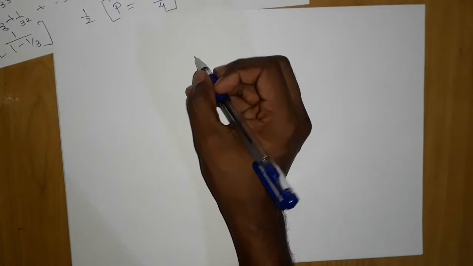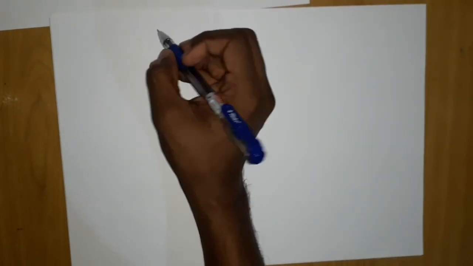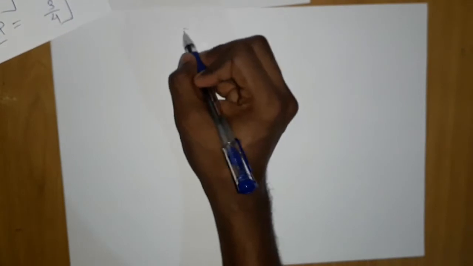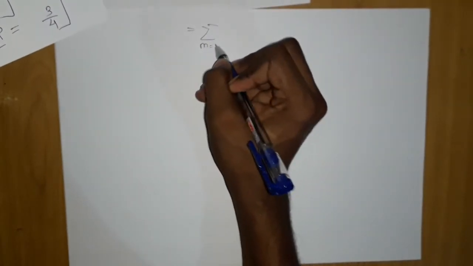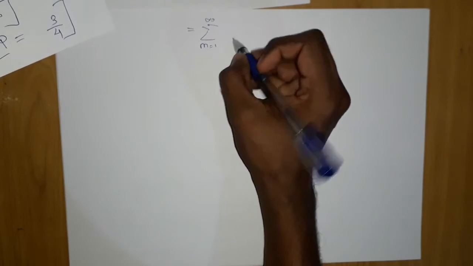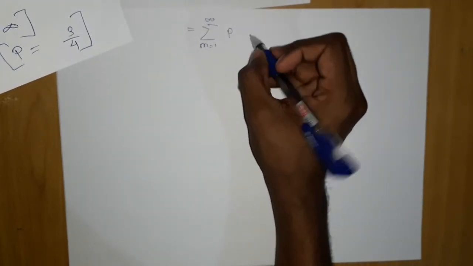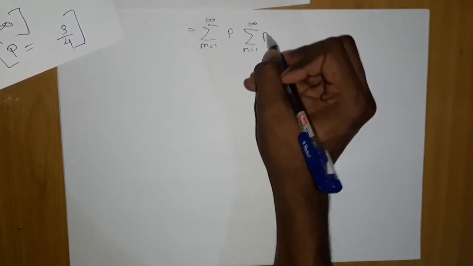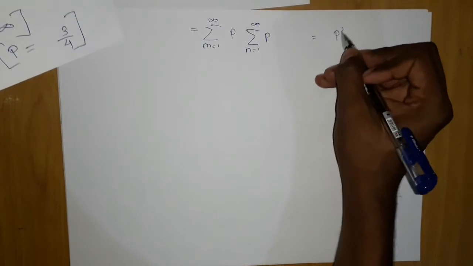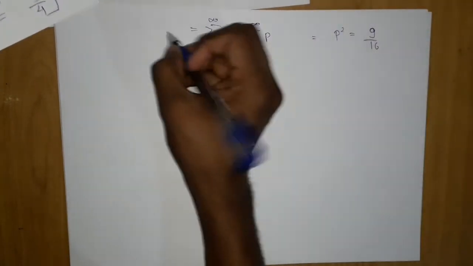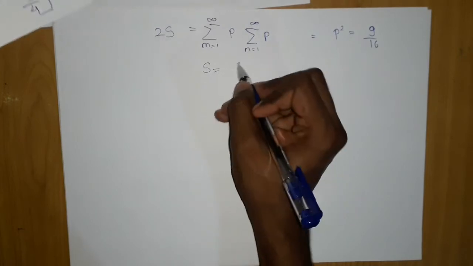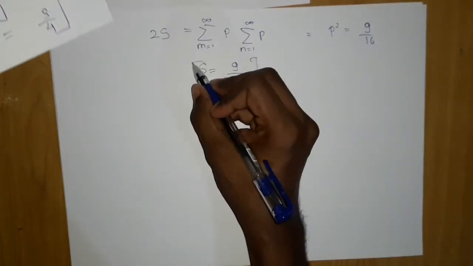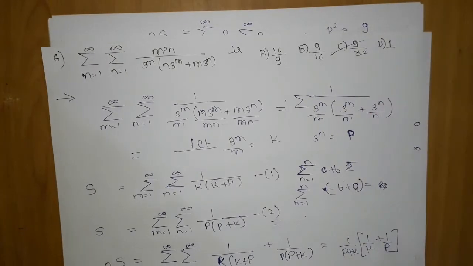Now if I resubstitute the p value, what we had earlier: summation m equals 1 to infinity m by 3 by m is nothing but p, and this summation n equals 1 to infinity is also p. Both will be same, so it will be p square, which is nothing but 9 by 16, and this is equal to 2s. So what we get is 9 by 32. So this is our answer, 9 by 32, which is the C option. So we are done with this problem.